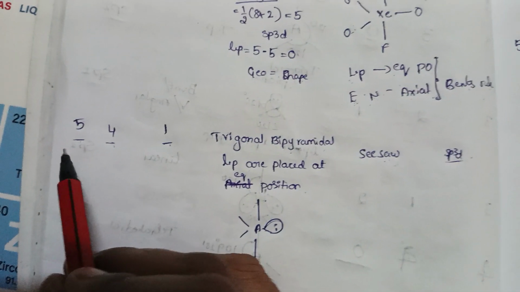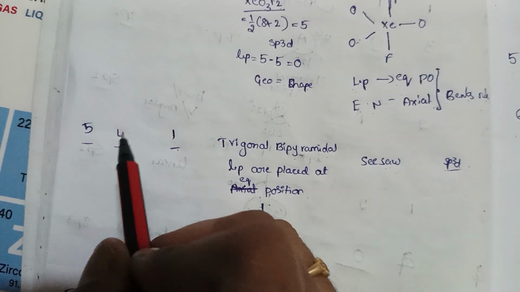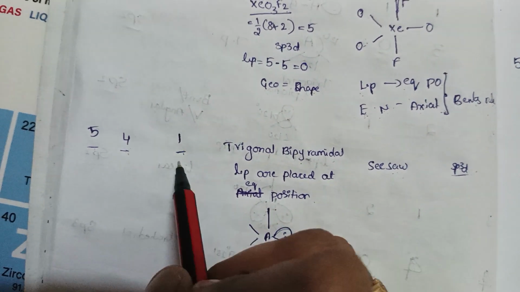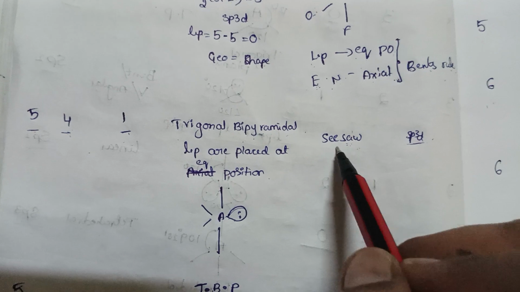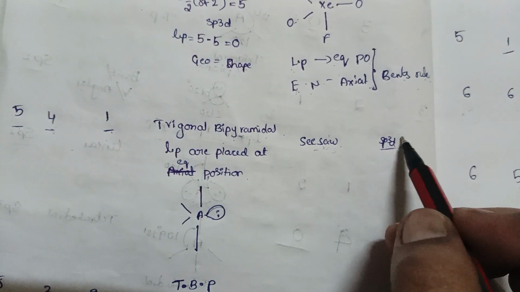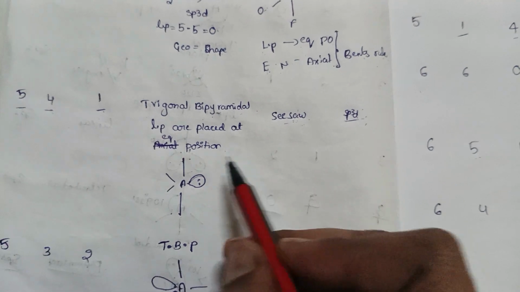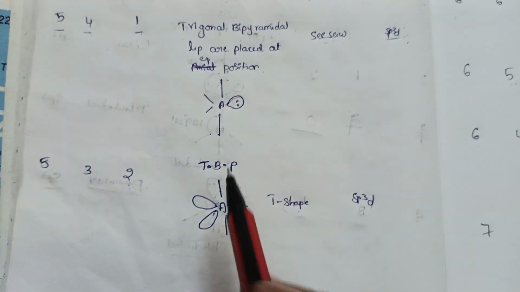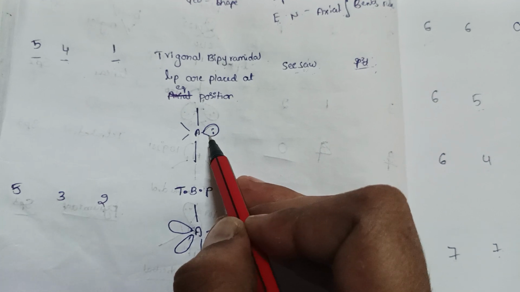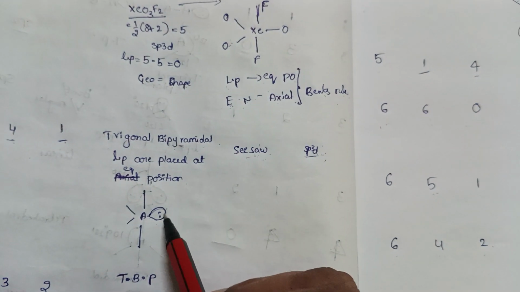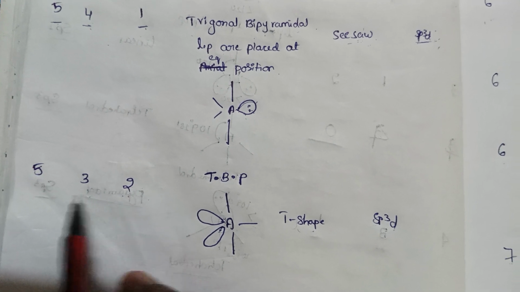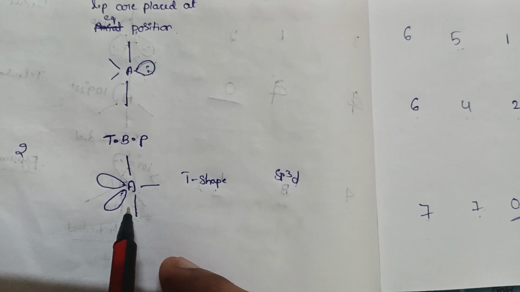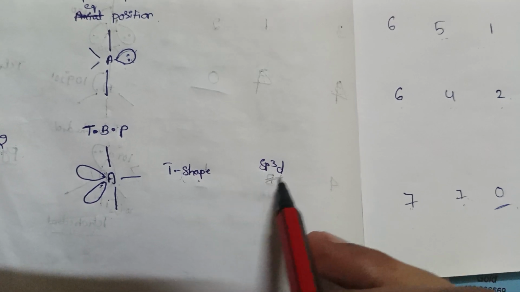If the Z value is 5, the bond pairs are 4 and one lone pair is present in the molecule. The geometry is trigonal bipyramidal, and the shape is seesaw because of one lone pair. The hybridization is sp3d. Here, lone pairs will occupy only equatorial positions. If the Z value is 5, the bond pairs are 2 and two lone pairs are present in the molecule. The geometry is trigonal bipyramidal, and the shape is T shape. The hybridization is sp3d.